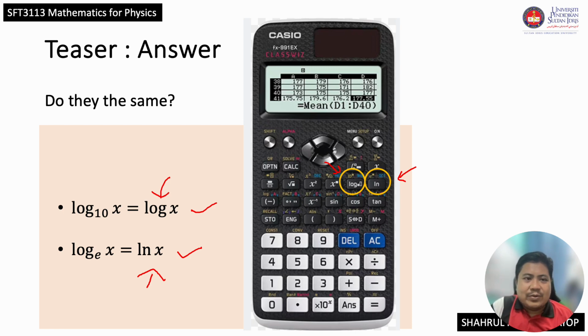In the next lesson we will use the properties of ln to understand exponential growth and exponential decay.